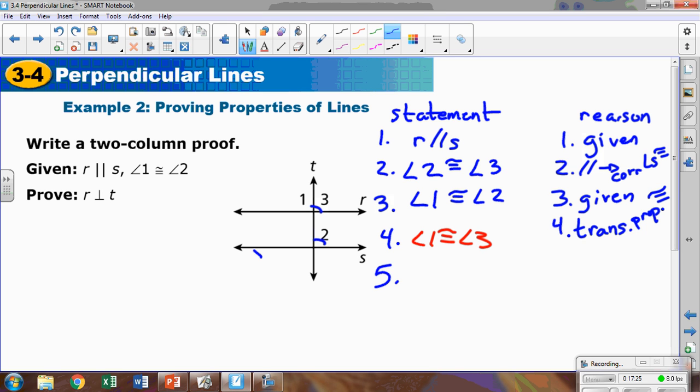Finally, because angle 1 is congruent to angle 3, we can use the linear pair perpendicular theorem. And that will allow us to conclude R is perpendicular to T. Because we have a linear pair, and that linear pair is made up of congruent angles, this bottom theorem tells us that the lines have to be perpendicular. We're done.